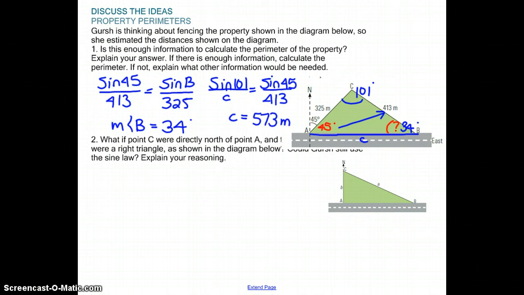Now, last but not least, they're asking us for the perimeter. So the perimeter is we have to add up all of our outside side lengths. So 573 plus 325 plus 413. So our total perimeter should end up being 1,311 meters.